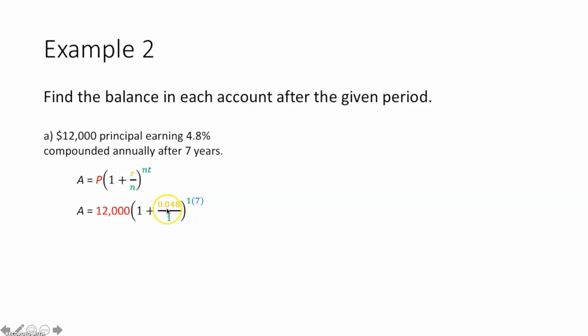So we simplify this. What's 0.048 divided by 1? That's 0.048. Add that to 1. Boom. Next, order of operations, we do exponents. We're going to raise it to the 7th power, and then multiply that by 12,000. We end up getting this number right here.